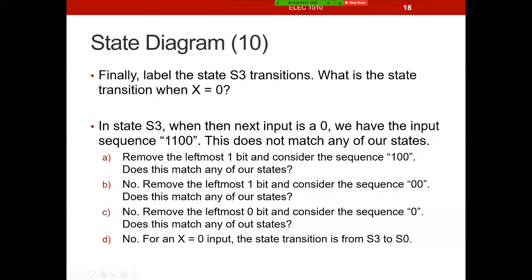Does this match any of our states? No, it does not. So now we remove the leftmost bit from the 1, 0, 0, and we consider the sequence 0, 0. Does this match any of our states? No, it does not. So we remove this leftmost 0 and consider the sequence 0. Does this match any of our states? No, we don't have a state that just got 0, but we do have that initial reset state. If we were to remove this 0, we want to transition back to state S0 whenever X is equal to 0.